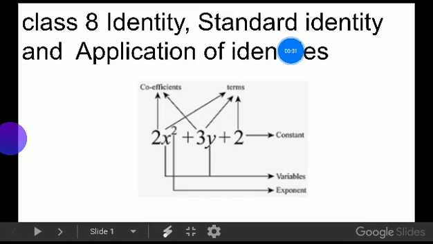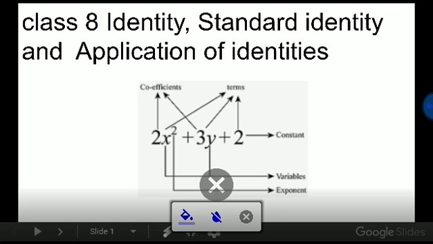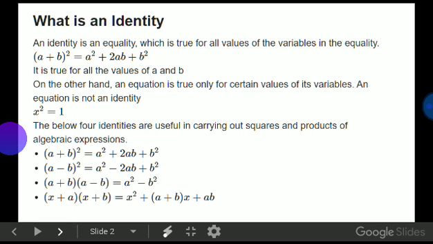Welcome students. Today we are going to understand the topic identity, standard identity and application of identity, standard 8. So first of all, what is an identity?